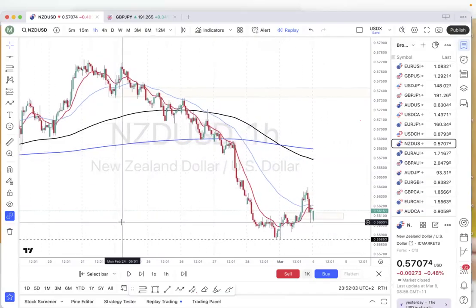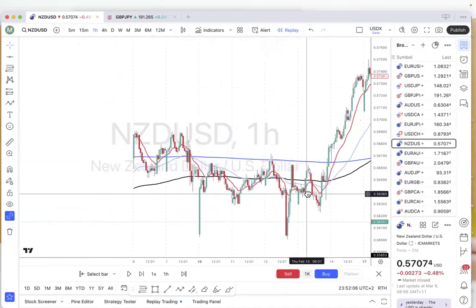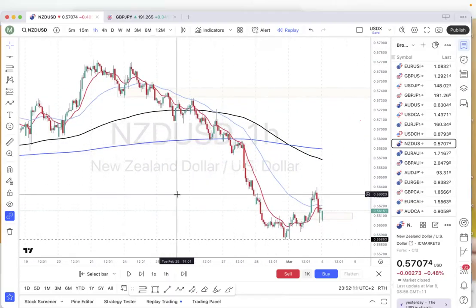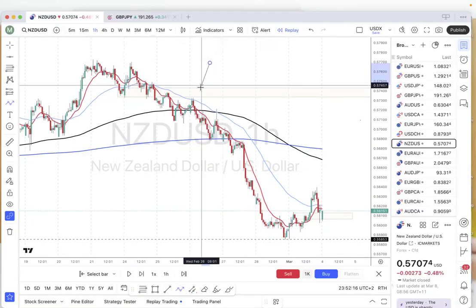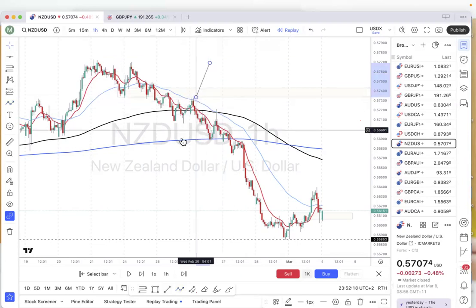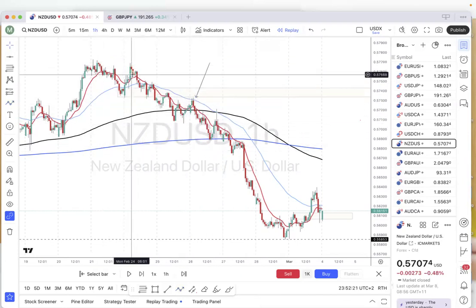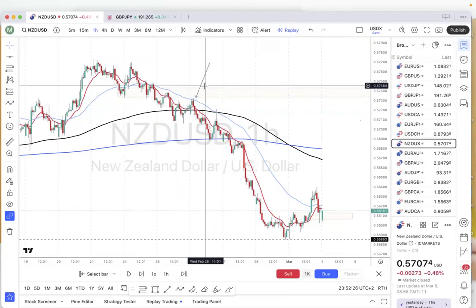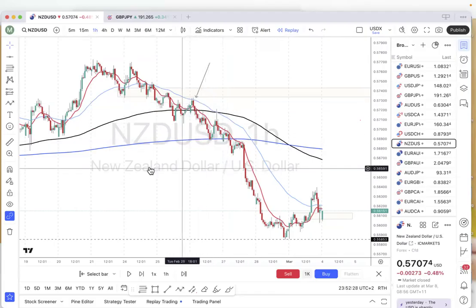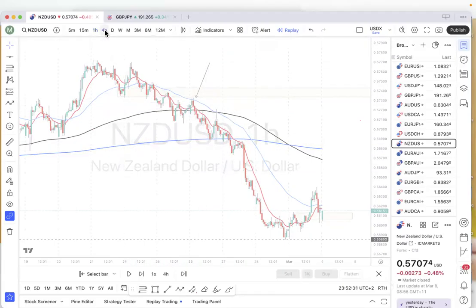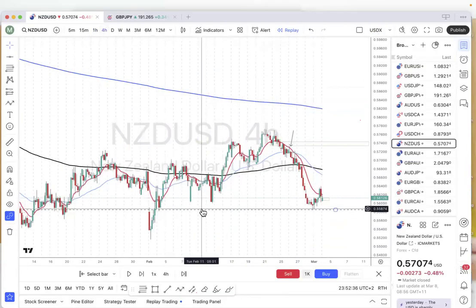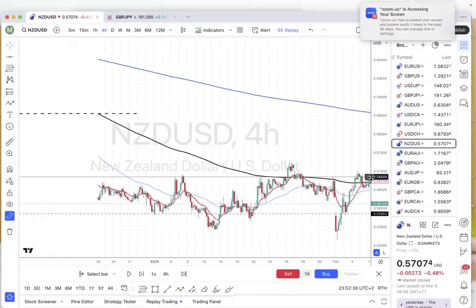Your ID50, remember, is the first pullback to the 50 EMA. I'm just trying to look for something cleaner. Maybe we can say this is an ID50, simply because the market pulled away and then pulled back to the 50 EMA. So that first pullback is an ID50. It doesn't matter whatever time frame you are working on. An ID50 is the first pullback to the 50 EMA. Does that make sense?